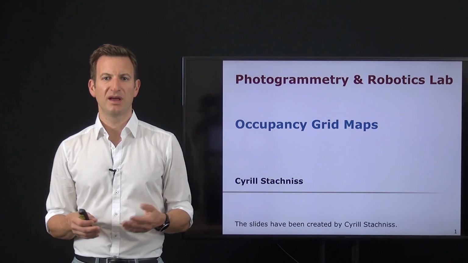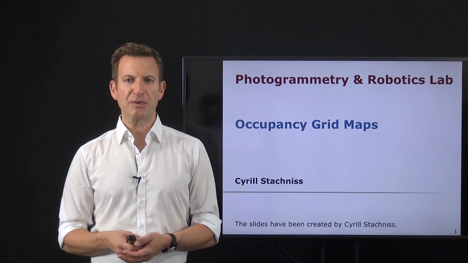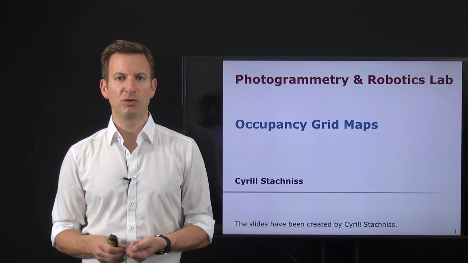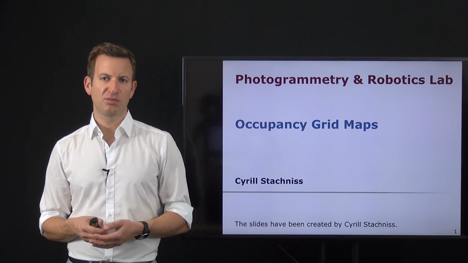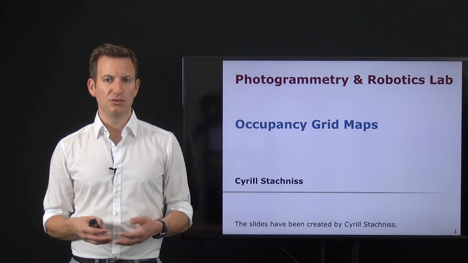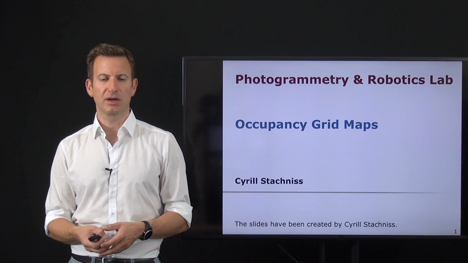So welcome everyone. I want to talk today about occupancy grid maps, which is a representation of the environment that a lot of mobile robots use. They use these types of maps in order to represent the space around them and in order to do various different tasks, such as planning a path towards a goal location.